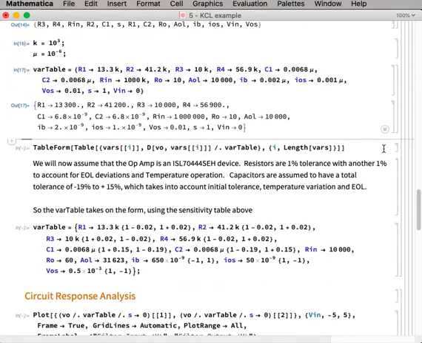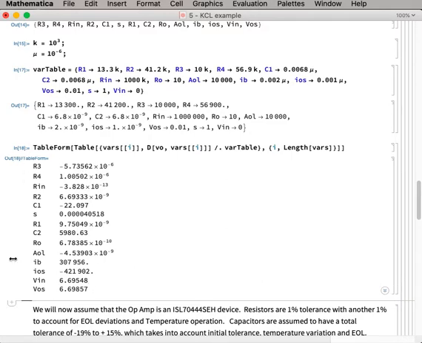So we do this by creating a table of every variable and its derivative with respect to that particular variable, substitute in the variable table, and then if it's positive, we assume the tolerances are going to go low to high, and if it's negative, they're going to go high to low.